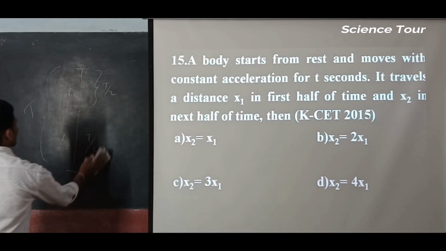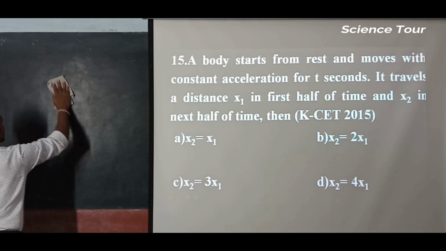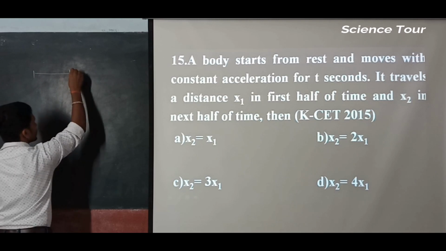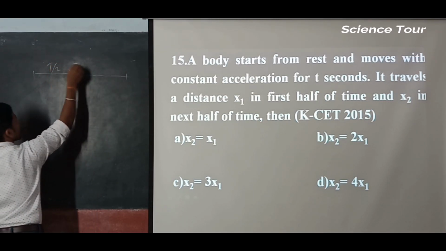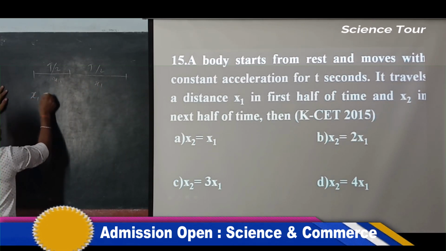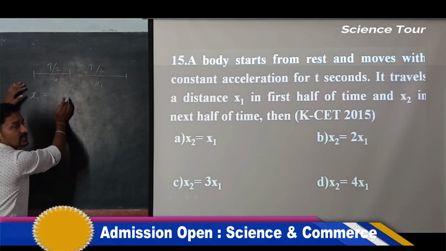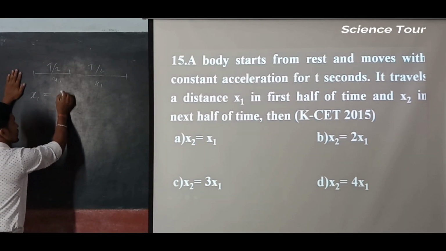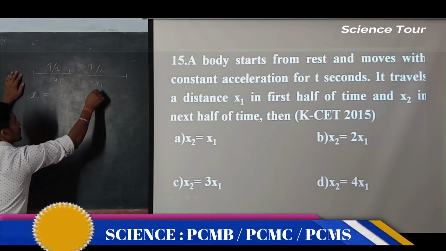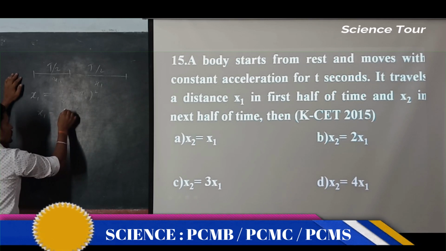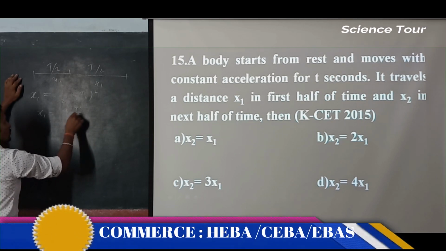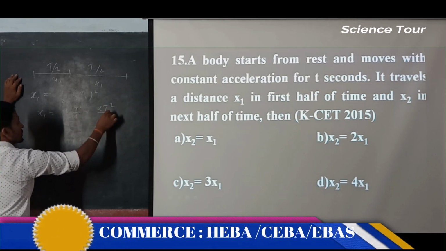Let's not assume. I write on the diagram, in a horizontal plane, t by 2, x1, x1. The first part moves from rest, so x is equal to half v naught t plus half a t square. Initial velocity v naught is 0, so it is half a t square, half into a into t by 2 whole square. So x1 is equal to a t square by 4 into 2, which is equal to a t square by 8.